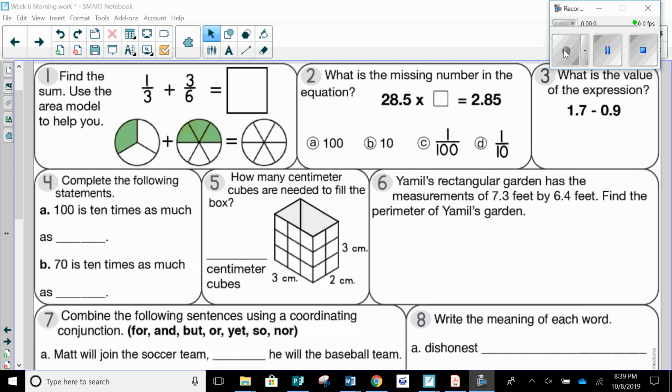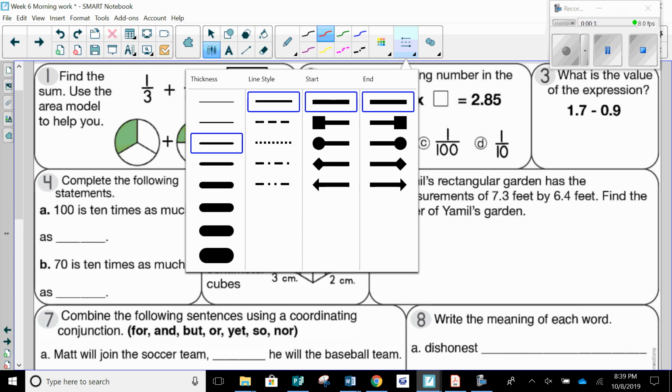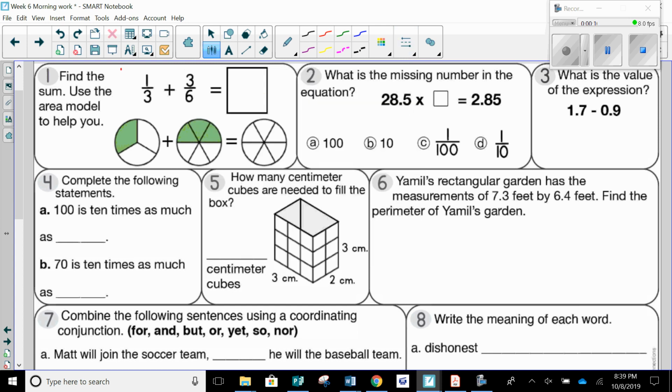Okay, you should have already worked through these problems on your own. So now we are going to go over them. Sorry, I have to make that a little smaller. So we are going to go over them.